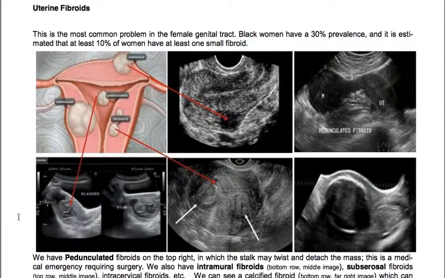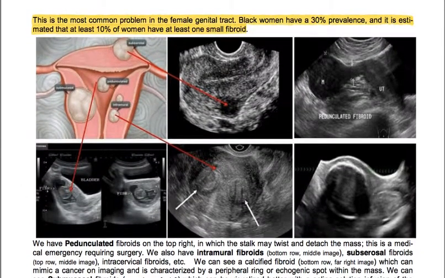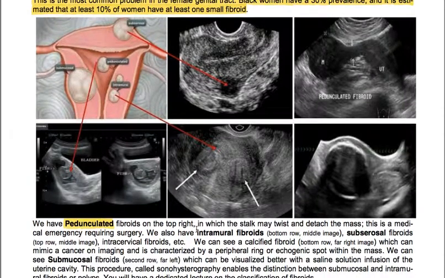Uterine fibroids are the most common problem in the female genital tract. Black women have a 30% prevalence, and it's estimated that at least 10% of women have at least one small fibroid. We have pedunculated fibroids, in which the stalk may twist and detach the mass. This is a medical emergency requiring surgery. We also have intramural fibroids, subserosal fibroids, intracervical fibroids, and so on.